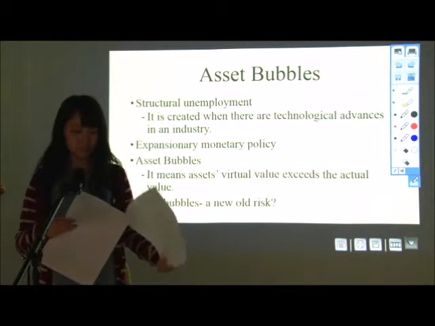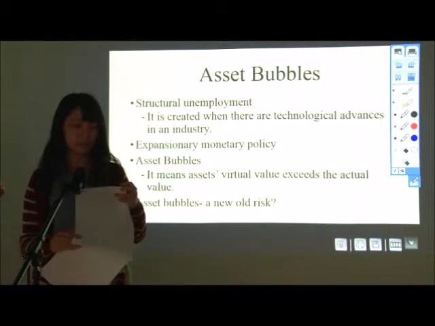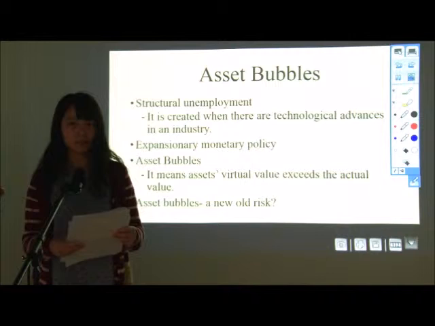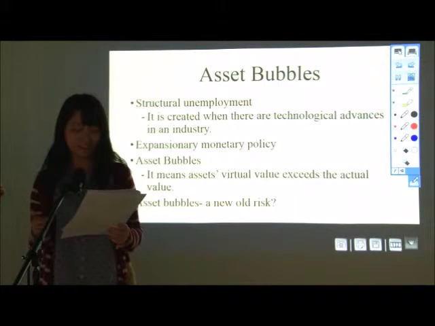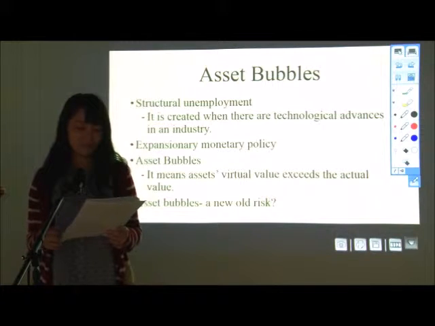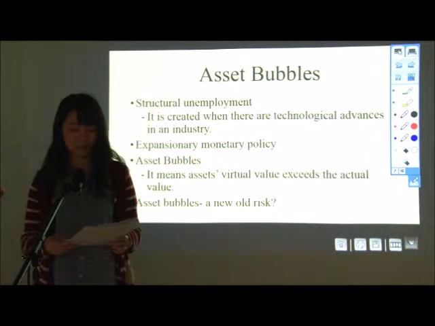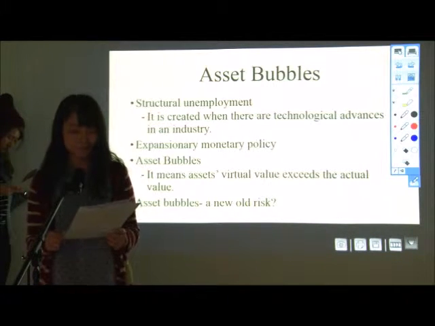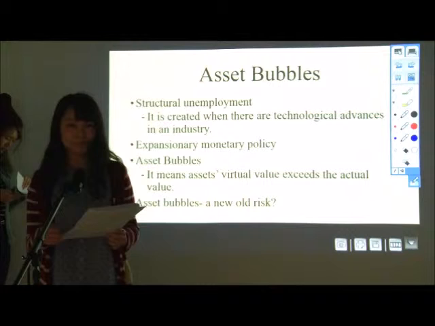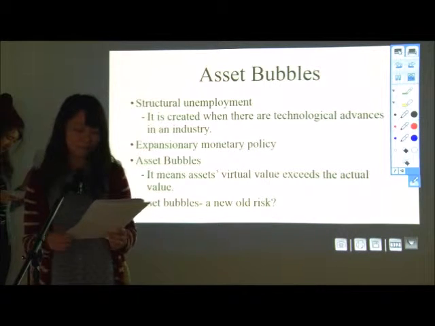And so the most significant risk on page 18 is the asset bubble. Asset bubble means an asset's virtual value exceeds its actual value. So I'm going to give you an example. If a house is sold for $1 million and person A pays $1 million for buying it, and after that, A's friend B pays 1.2 million to buy the house, and then B's friend C pays 1.5 million and buys it.